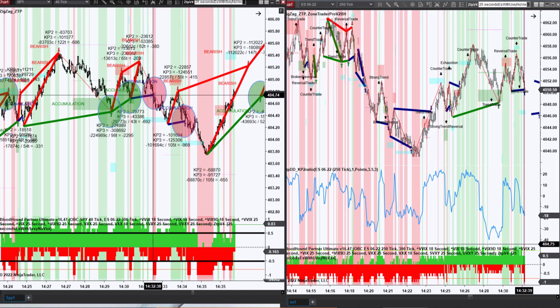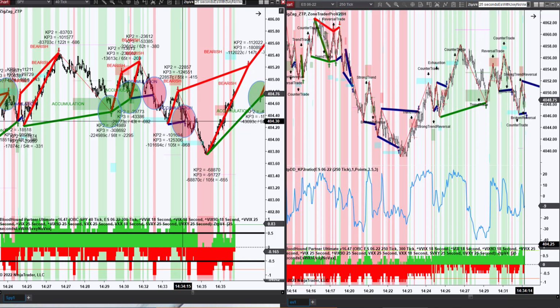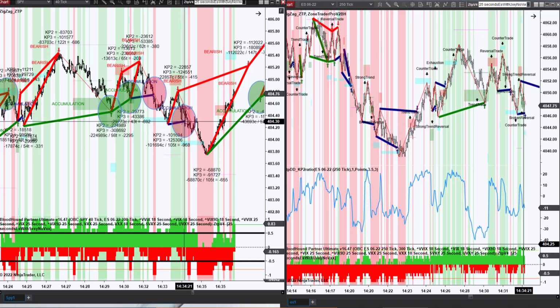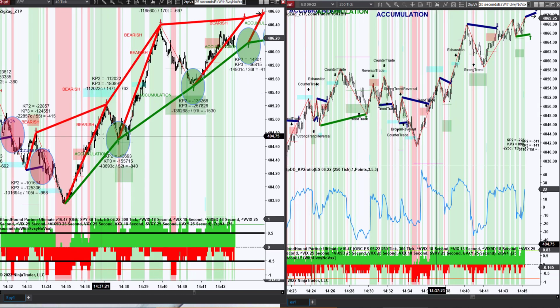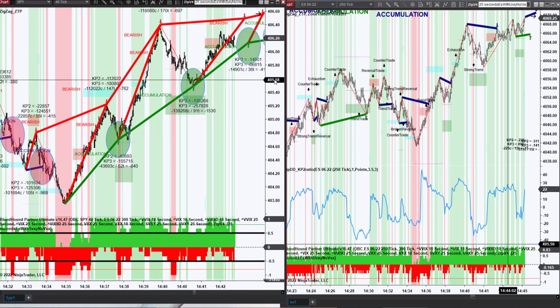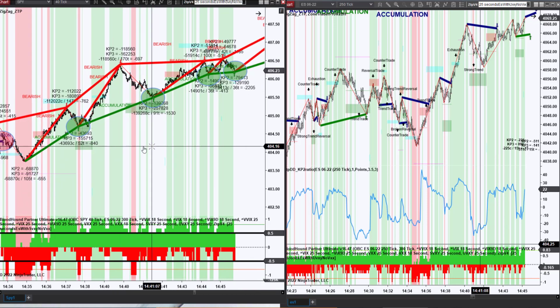We then had an accumulation long right here where we basically lost about a point. Same thing right here. We had an accumulation long. We basically lost about a point. This is going to take us into a series of long trades, all of which were extremely profitable.